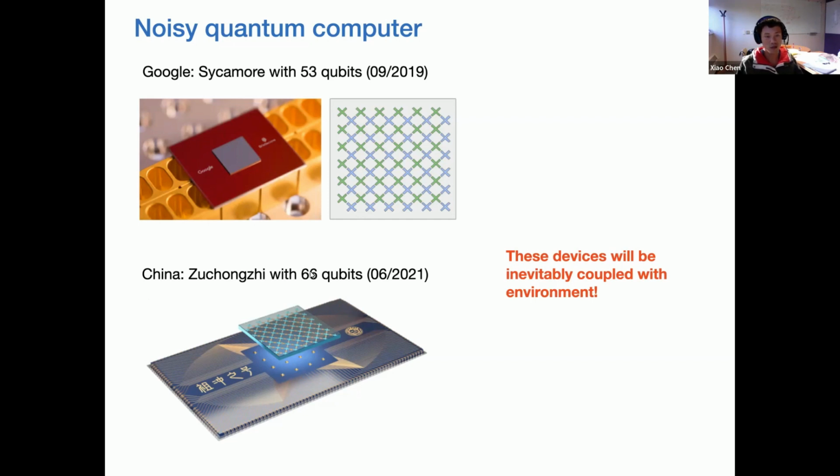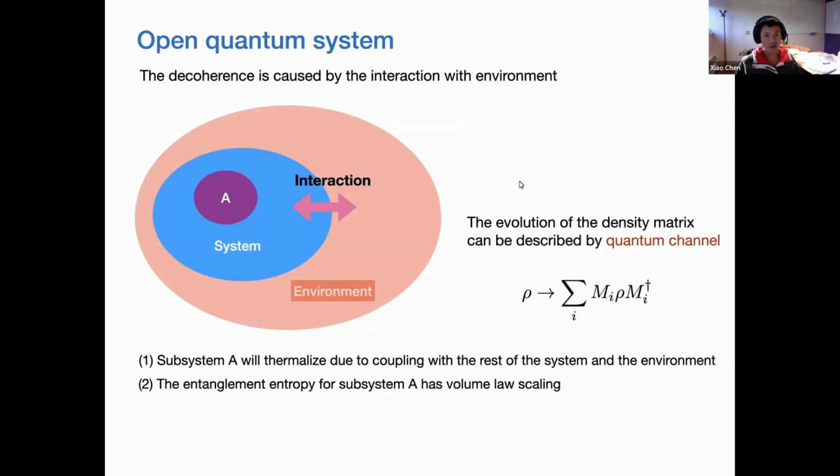We want to understand this closed quantum system dynamics, but in reality, this system is always coupled with the environment in different ways. So besides unitary evolution, there has been a lot of development in open quantum systems to understand how the dynamics couples with the environment.